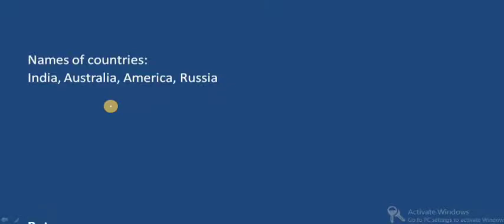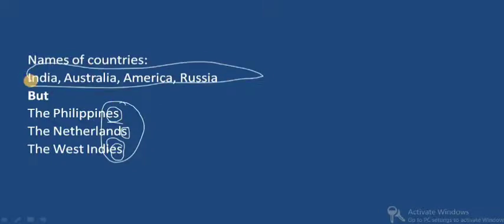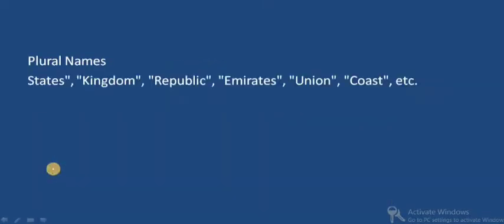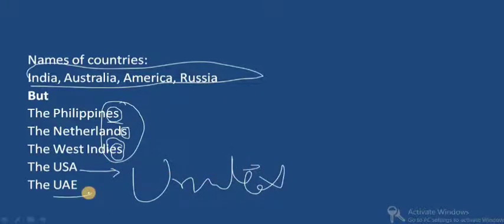There are some exceptions also which we will discuss. If there is a plural in the name of the country, for example Philippines, Netherlands, West Indies, these are plurals, so then we use "the". I will elaborate on it in further examples. The next example is the USA, meaning United States of America, then the United Arab Emirates. Where words like state, kingdom, republic, emirates, union, coast are there, we use "the". So we say the USA and the United Arab Emirates. Take care of these things.